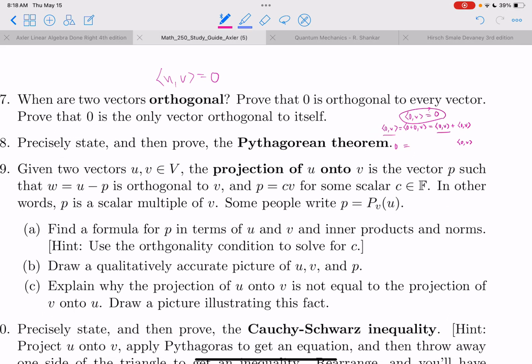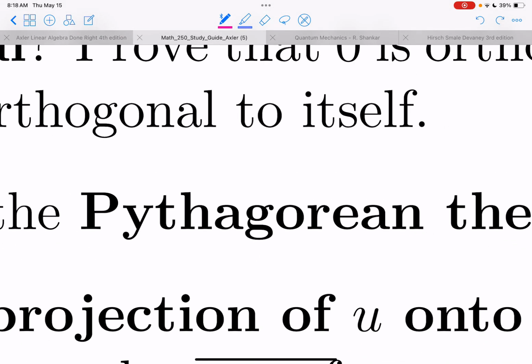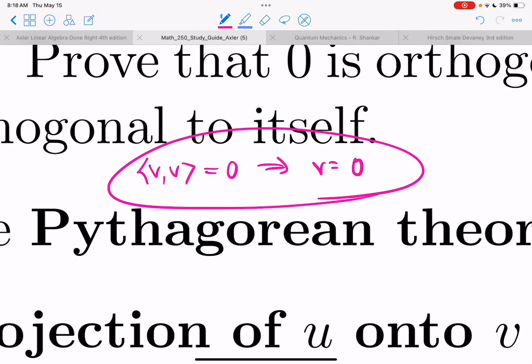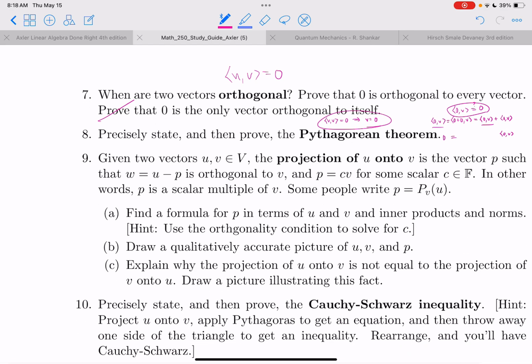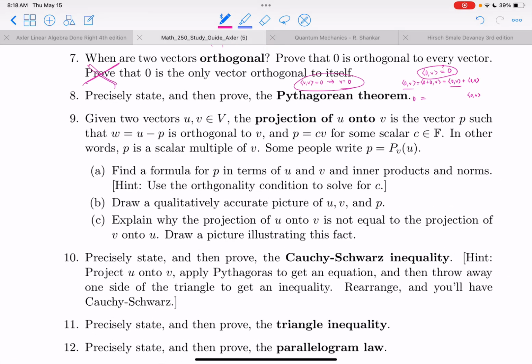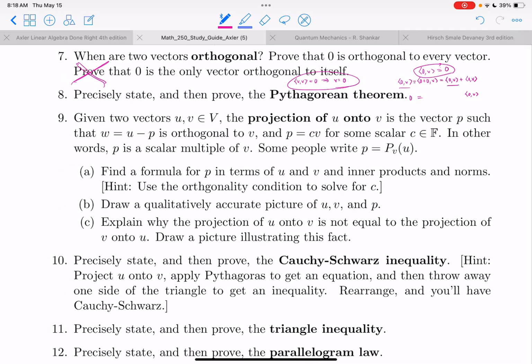0 is the only vector orthogonal to itself. That was just by definition of our inner product. Remember, definiteness said that v dot v equals 0 implies that v is the 0 vector. That was just built in. You can't prove it, it's just a definition, at least in our book. Remember, there are always different ways to set up the axioms and definitions.